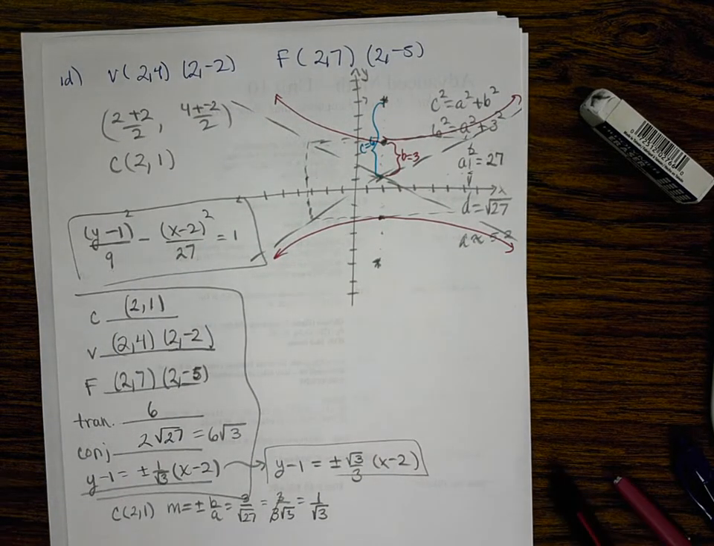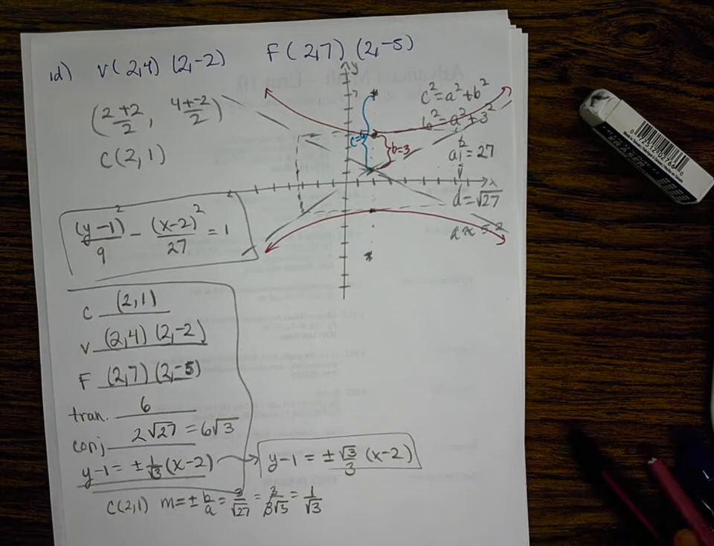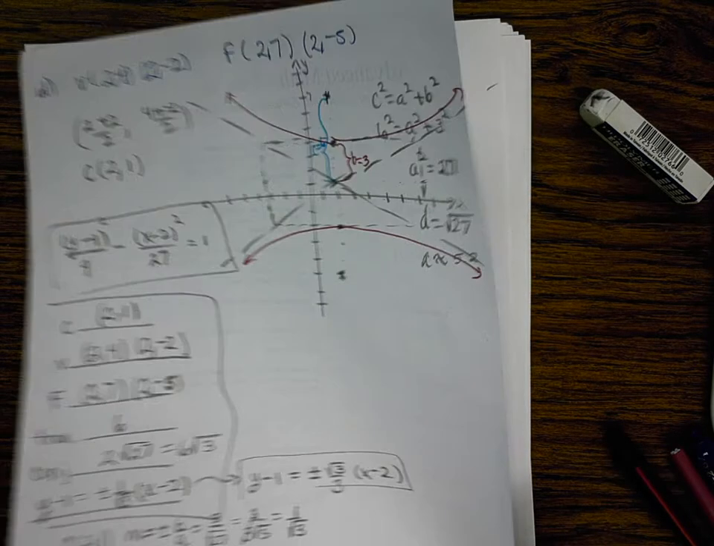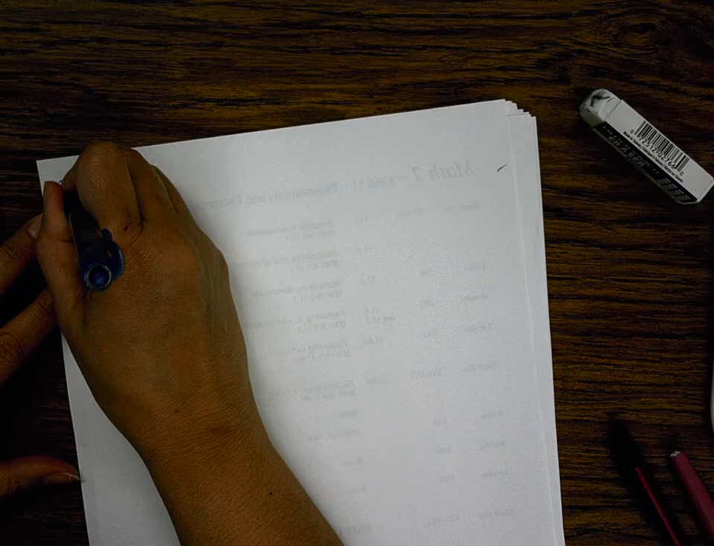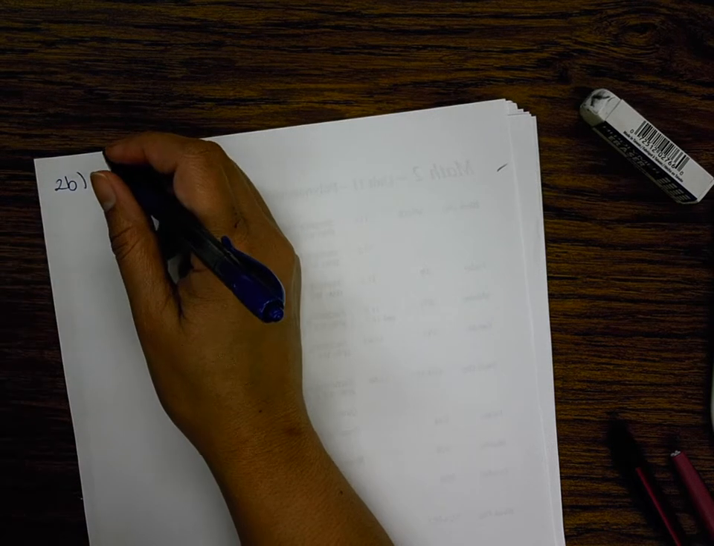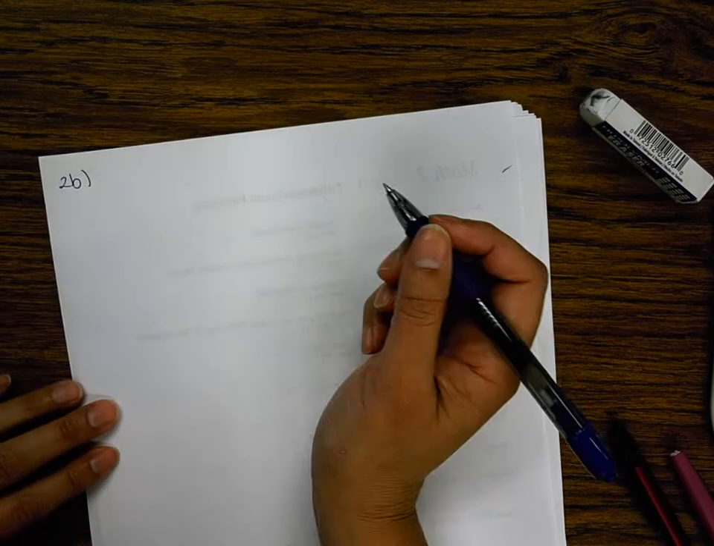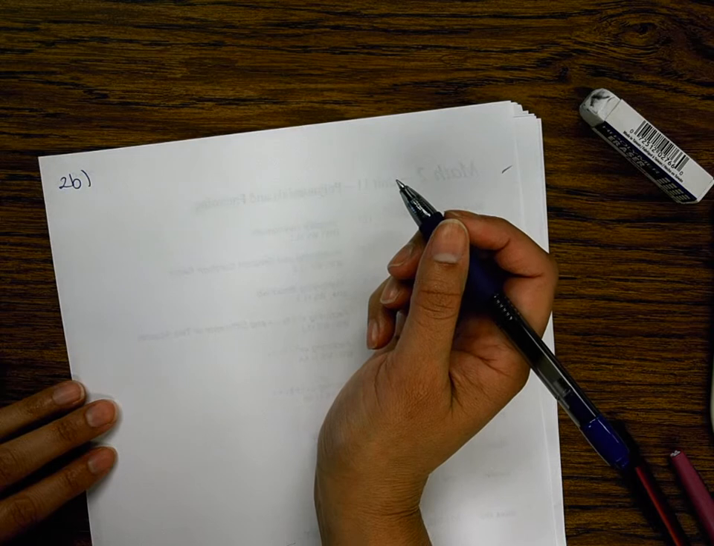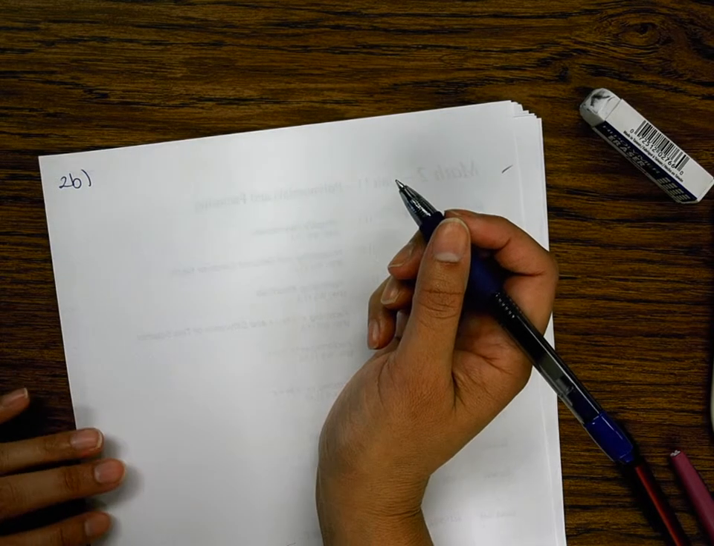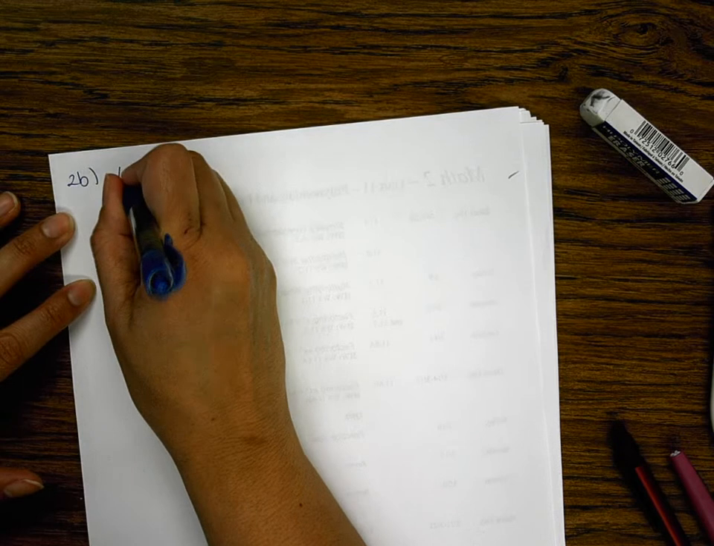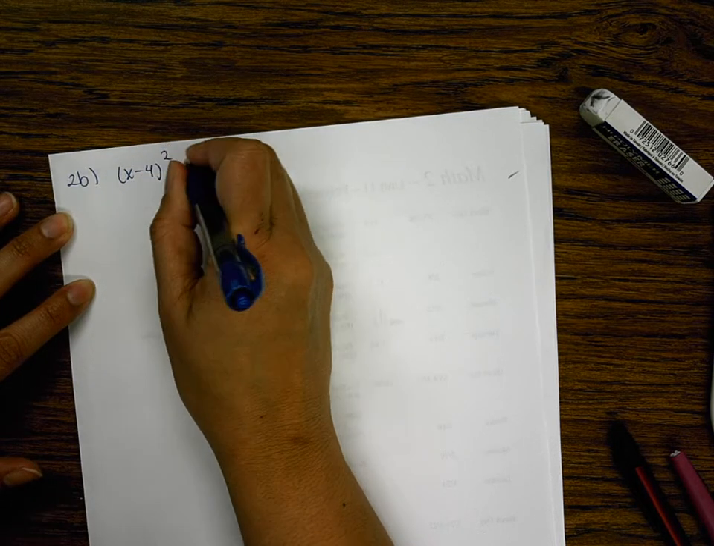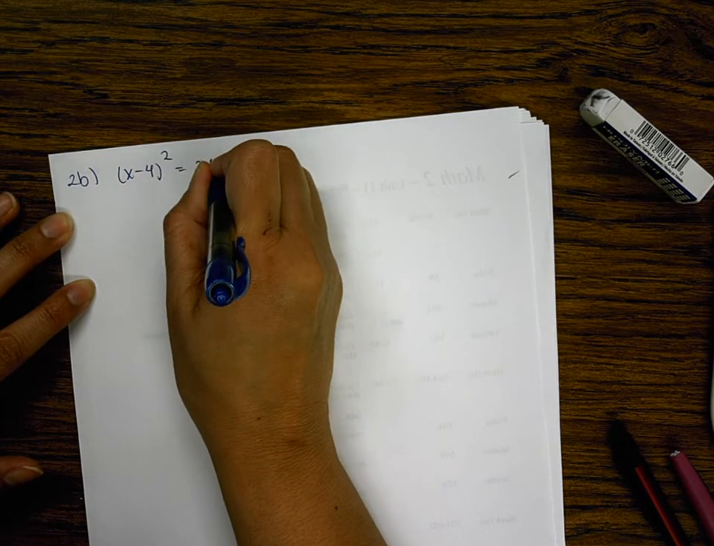So I did do all of the ones for number 1. I'm going to now move on and do some of the others. Okay, next one I have up is 2B. 2B says for each of the following sketch the graph and identify its characteristics. Okay, x minus 4 quantity squared equals 2 parentheses y minus 1.